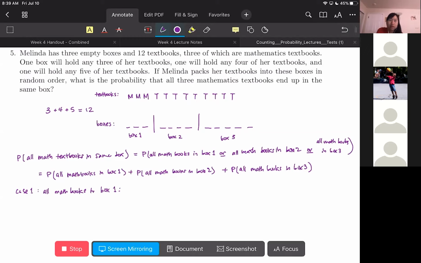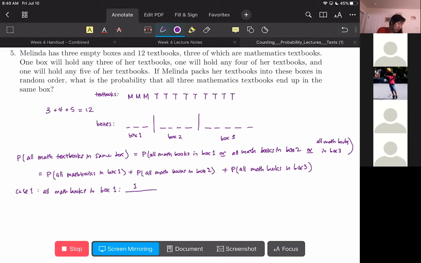And so for this one, it's kind of straightforward because there's only 3 books that can fit in box 1, and there's 3 math books. So there's actually only one way that you could do this. You could basically put all the math books in box 1 and then all the other T textbooks in the rest of them. And so in that case, there's basically one way that we could put all the math books in box 1.